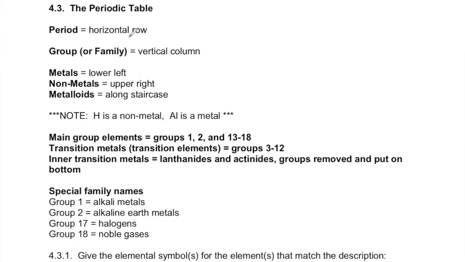So let's take a quick tour of the periodic table to see how the elements are organized. The periods of the periodic table are the horizontal rows, going from left to right, and the vertical columns are called the families or the groups. Families, up and down columns of elements, have similar chemical properties. That's why the periodic table was organized the way it is to begin with.